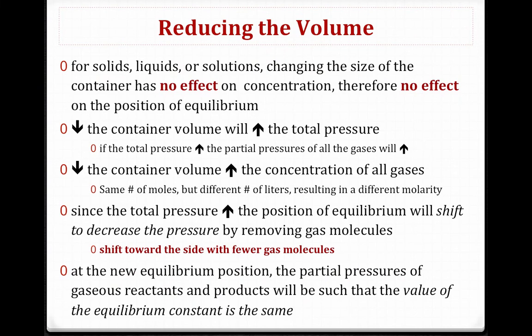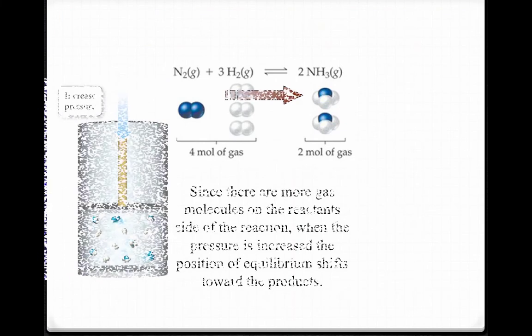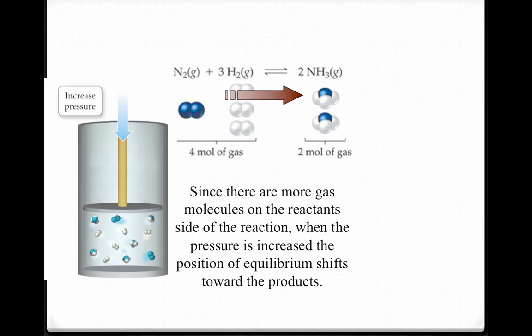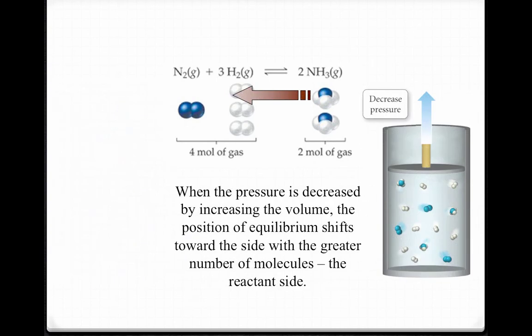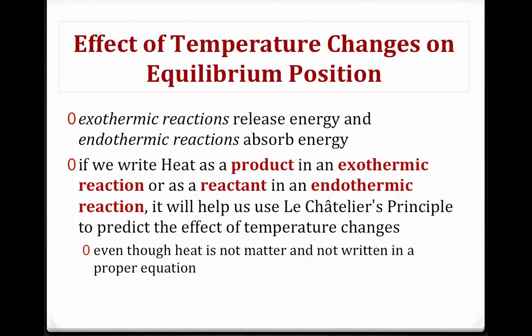Volume and pressure, you can kind of think of the same. If you're going to decrease the volume, you're going to increase the pressure, which again is going to be the same kind of shift. It's going to shift to the side with fewer moles of gas. Same with increasing the volume, it's going to go opposite. When you think of volume, think of the way it's going to affect the pressure, and that's going to tell you which way it's going to shift.